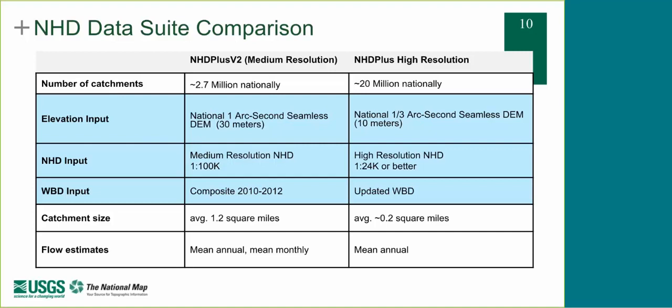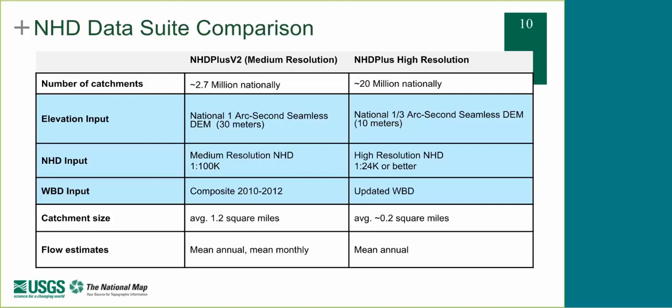And we have updated versions of the WBD, and basically our catchment size will go from about 1.2 square miles to around 0.2 of a square mile, approximately, in the high resolution NHDPlus. The size of catchments is obviously going to be quite variable in the high resolution NHDPlus because the high resolution NHD itself has very differing stream density, or density of flow lines.